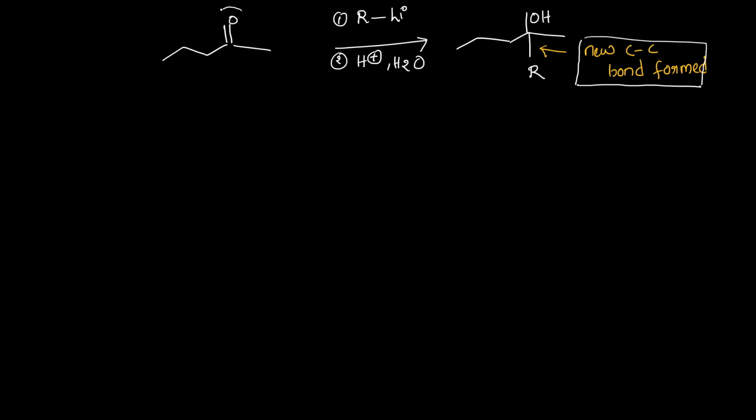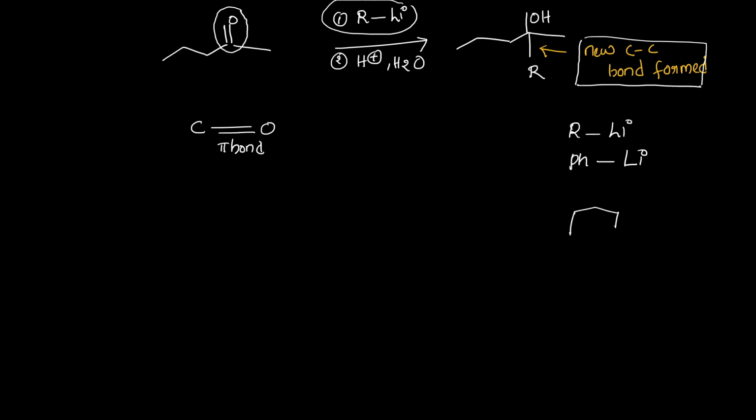If you see the starting material, you have a carbonyl group here. So I will write the carbonyl group containing a carbon and an oxygen. So this is a pi bond. And if you see the organolithium reagent, I am taking phenyl lithium. This is the phenyl group which is attached to the lithium. So it has again a carbon here and a lithium here. So it is a carbon-lithium bond. So it is a sigma bond.